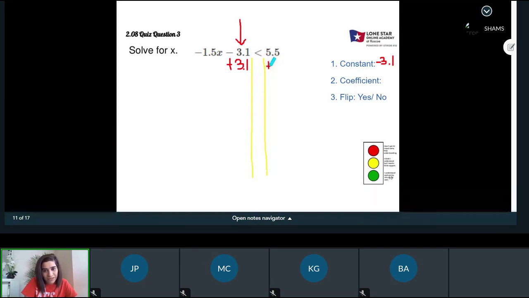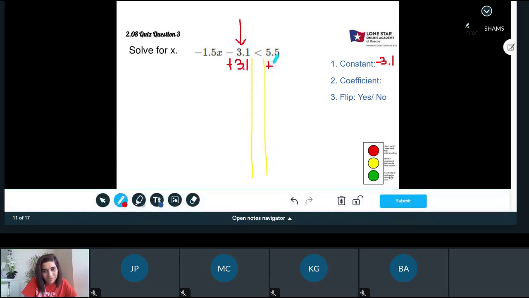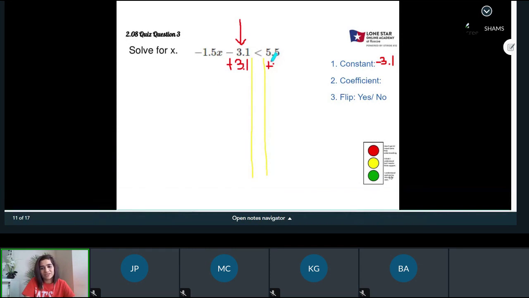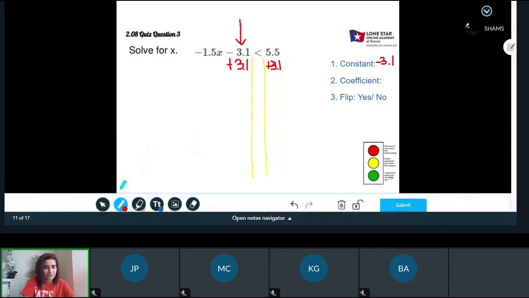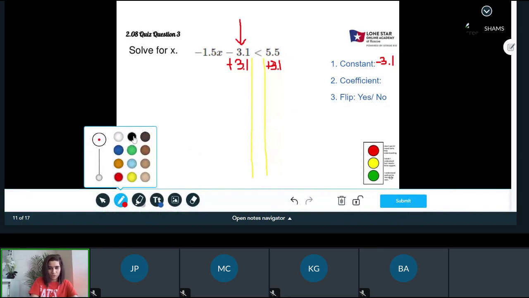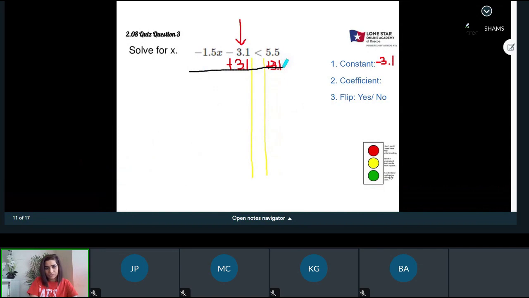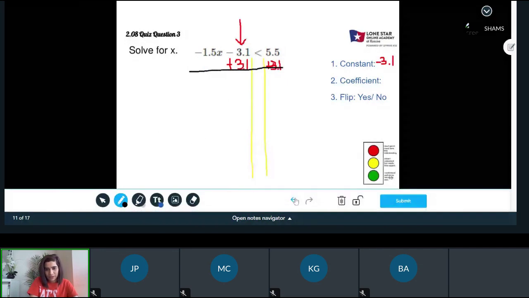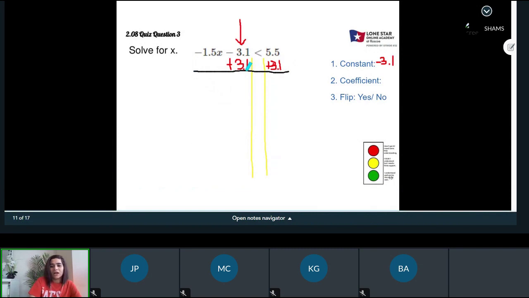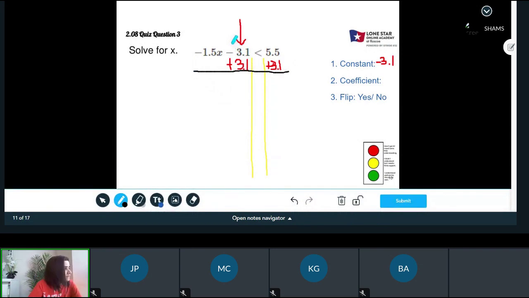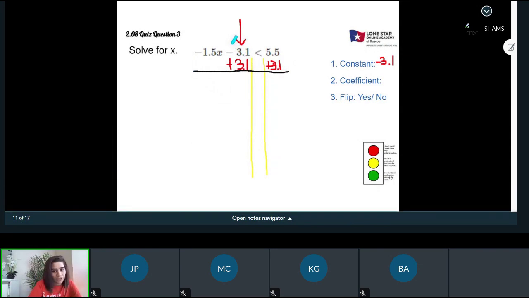It is important that you line up the numbers. In this way, you will not mess up with the adding 3.1. And let's see, after adding 3.1 to both sides, how does that look? So, oh, that is not a good line. Okay, a minus 3.1 and a plus 3.1 becomes 0.